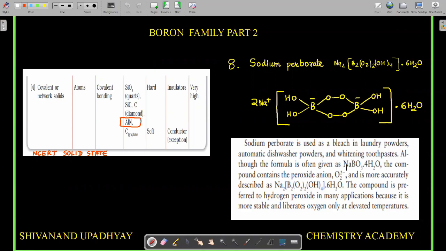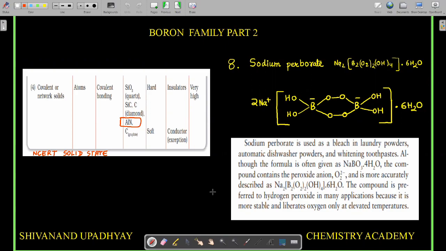If I multiply this whole thing by 2, then Na2B2O6.8H2O will be there. But the water of crystallization, you can see that 2 boron atoms are there, and here boron has minus charge. So 2 OH group are attached to that. So from there we can find out that water of crystallization is equal to 6. So what will happen that at higher temperature, this bond will break. So it will produce peroxide ion, which will act like a bleach.